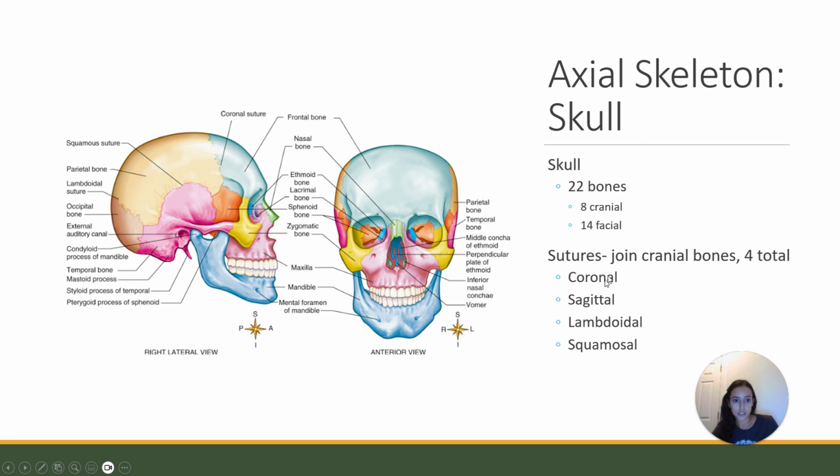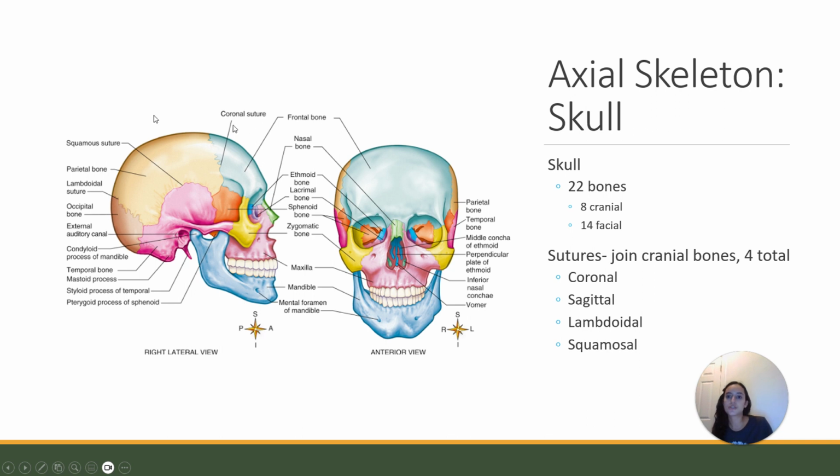So, sutures. Jumping into the next part, these are fibrous joints that join the cranial bones. You're going to have 4 total sutures. You're going to have the coronal suture. Coronal, if you remember from last week, the coronal plane divides your body from anterior to posterior. So the coronal suture is going to do exactly the same with your cranial bones. It's going to separate the anterior from the posterior.